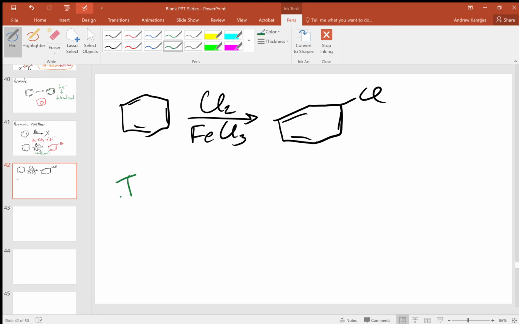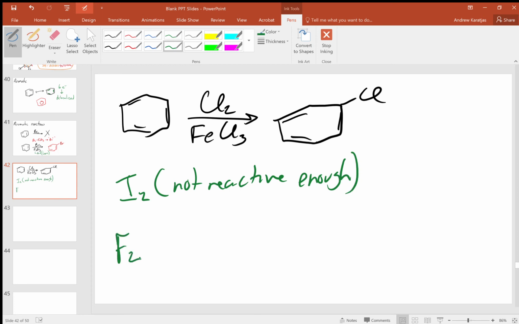Can't do this with iodine. Iodine, it turns out, is not reactive enough. And you also can't do it with fluorine. Fluorine is actually too reactive. And so there are other ways to put iodine and fluorine onto an aromatic ring, but we're not really going to worry about those in this course.